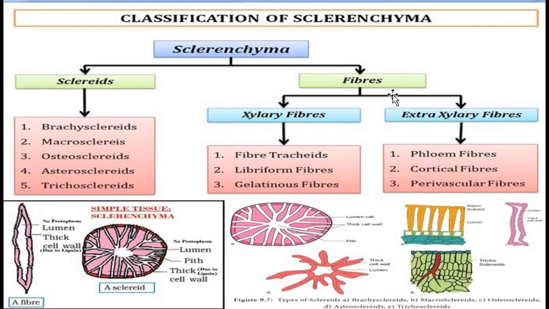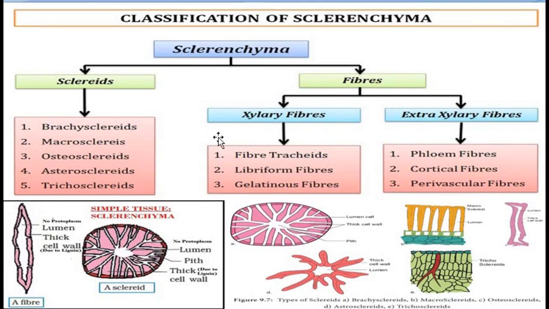Then coming to the fibers. Fibers are elongated dead cells. They are of two types, xylary fibers and extraxylary fibers. They are with tapering ends. This is a fiber where there is a large lumen and they are provided with tapering ends.